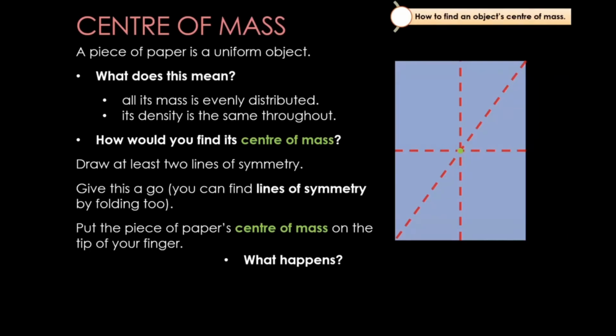So guys, I want you to give this a go. I want you to get a bit of paper. I want you to fold it in the ways that I've shown you on this diagram. And then I want you to put your finger at the center of mass underneath the piece of paper and lift the piece of paper up and tell me what happens. Josh, yes, the corners flop down, absolutely.